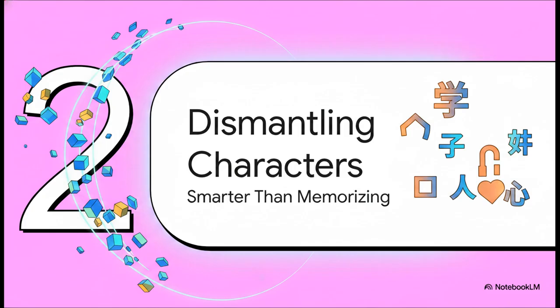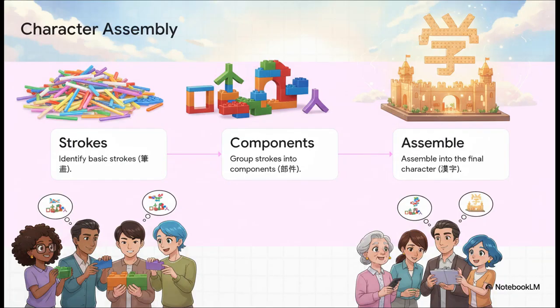Section 2. Why dismantling beats memorization. Because characters historically evolved into a modular system, our learning strategies simply must become modular too. It breaks down into a really elegant three-step process. Step 1, identify the basic strokes. Step 2, group those strokes into components. And step 3, assemble the character. Think of strokes as the raw plastic, components as the Lego bricks, and the complete character as the final Lego castle. For a beginner, this is revolutionary.